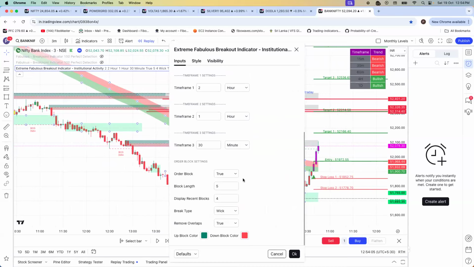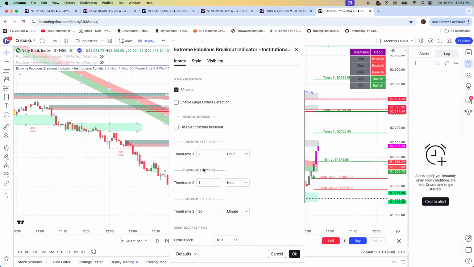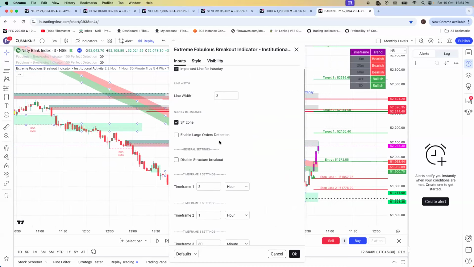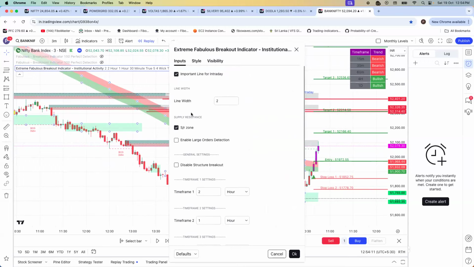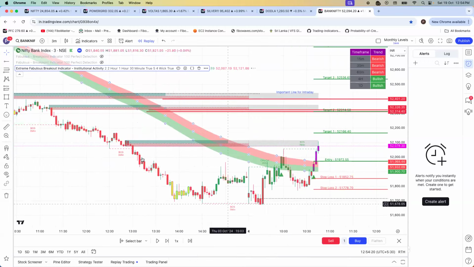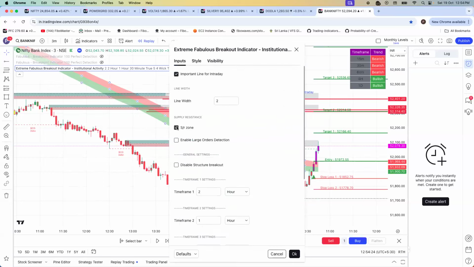So I covered everything on the chart. I covered the order blocks, I covered the multi-frame, but I'll tell you one more thing. I talked about SR. These lines are SR, right? If you don't want that, you can remove it. It will be removed from the system. If you need it, you can have it.